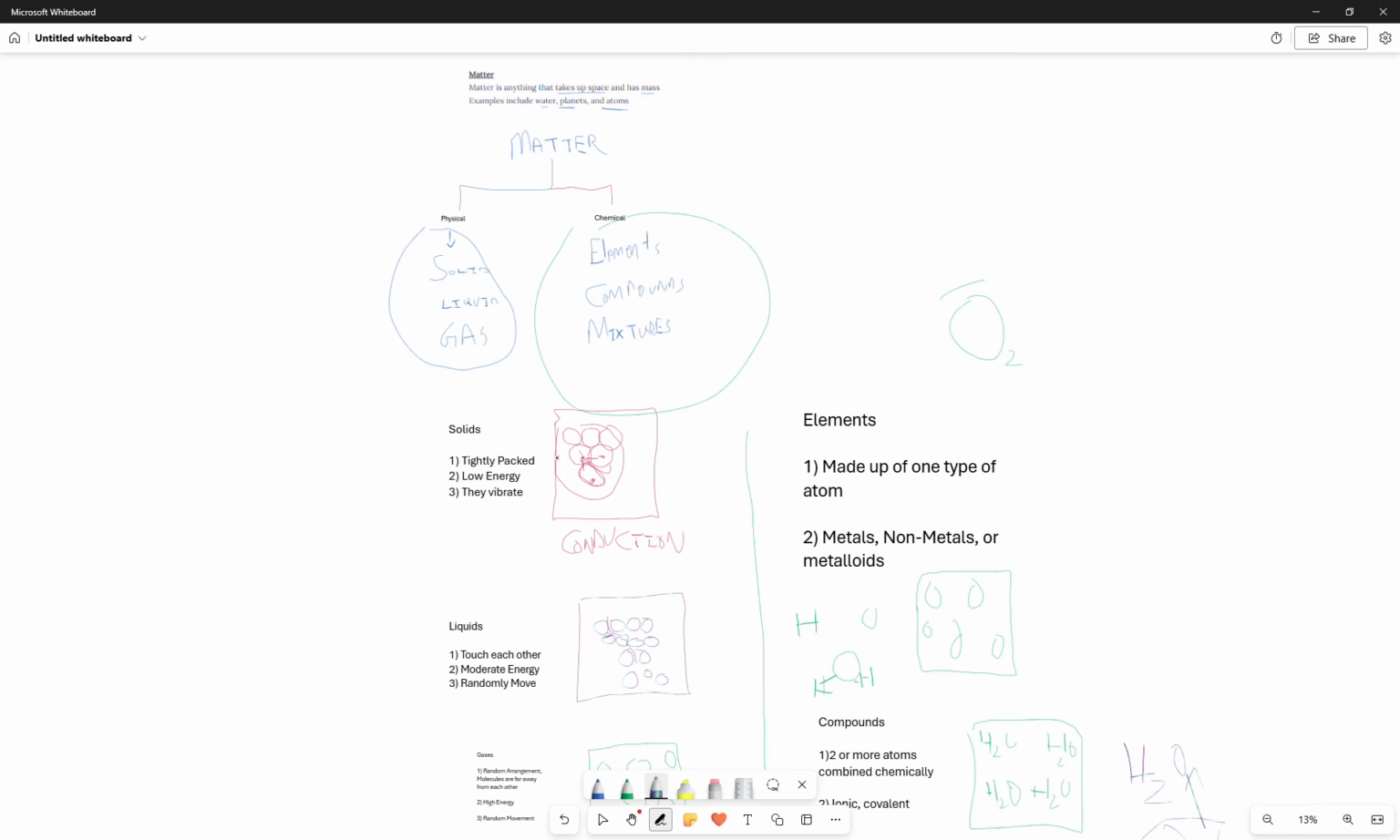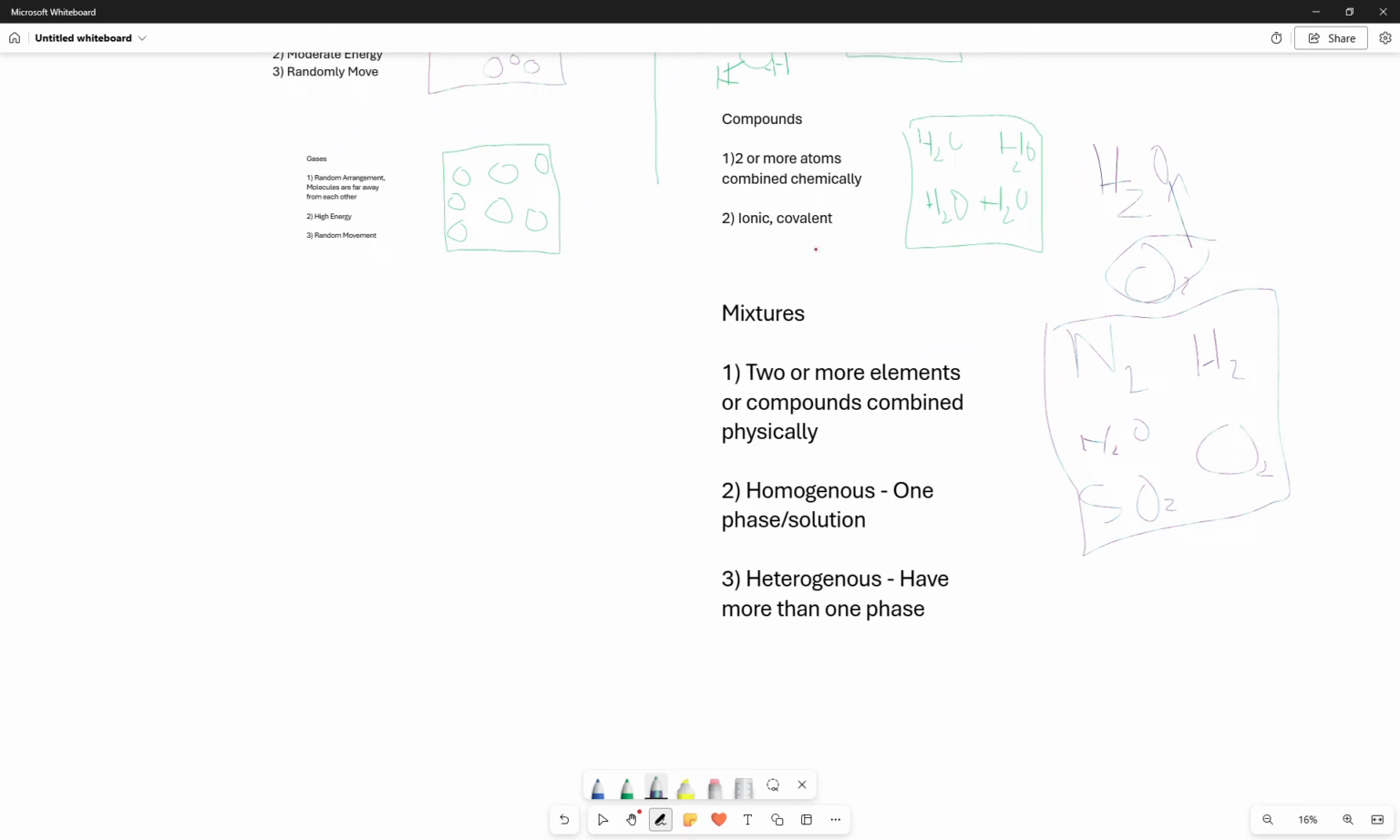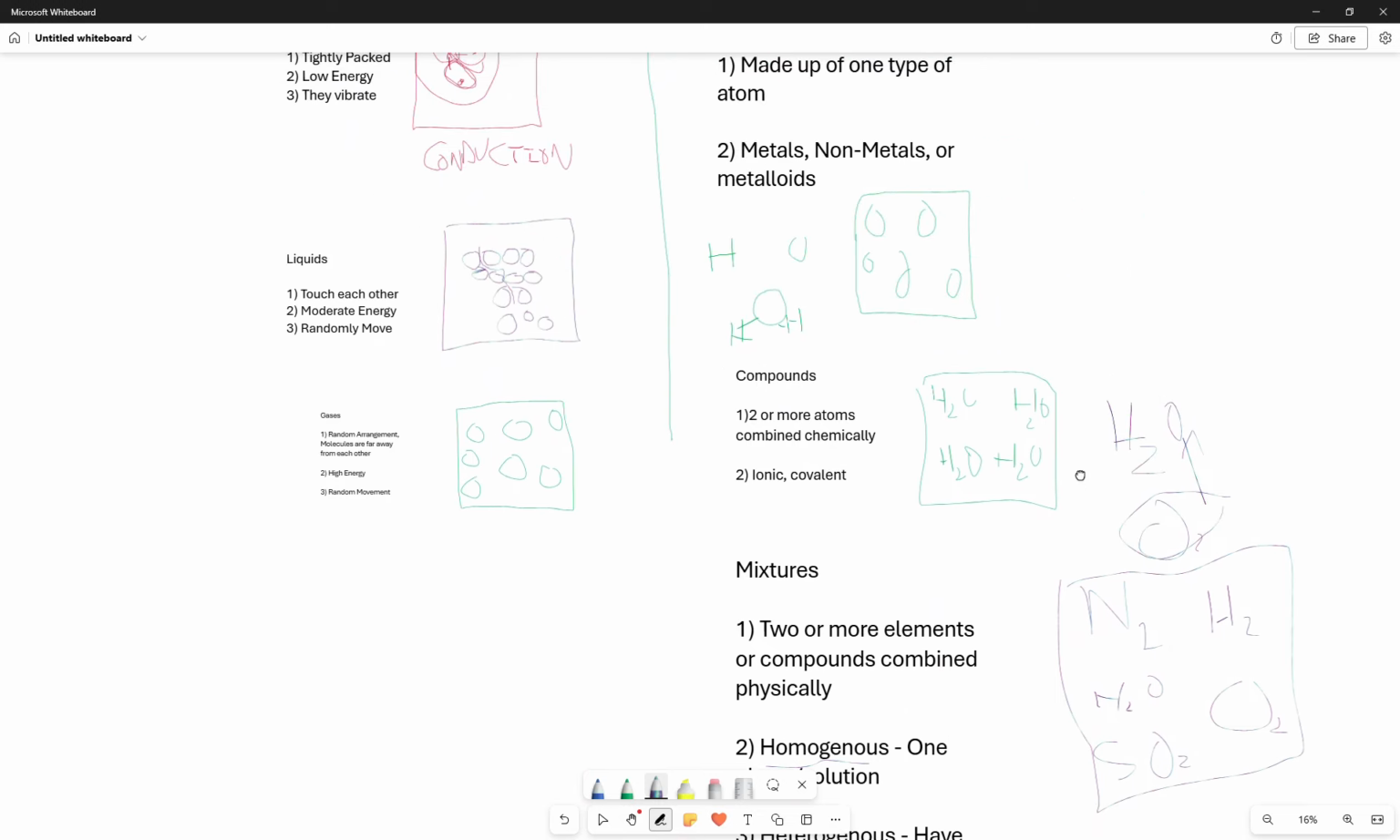Okay, so just remember that matter is anything that takes up space and has mass, and it can be physical or chemical. Physical including solids, liquids, gases; chemical including elements, compounds, and mixtures. Mixtures can be of two types: homogeneous and heterogeneous. Okay, that was it for today.